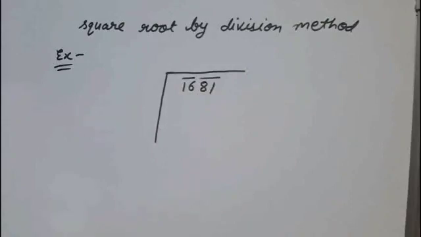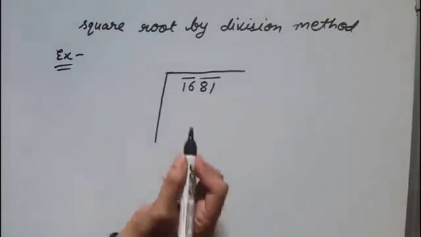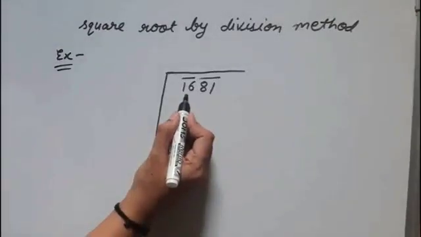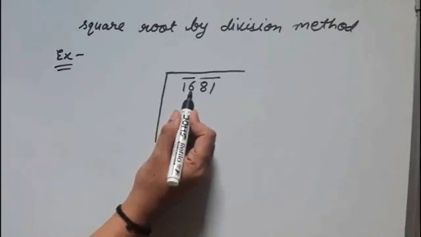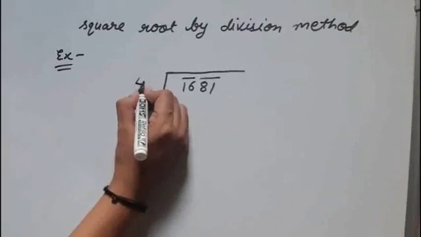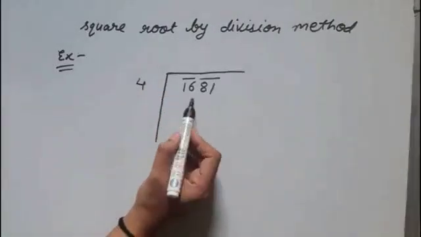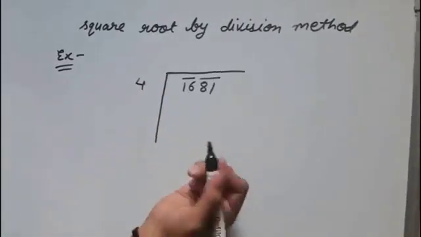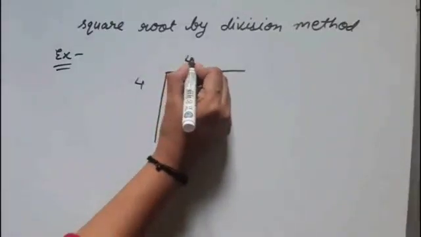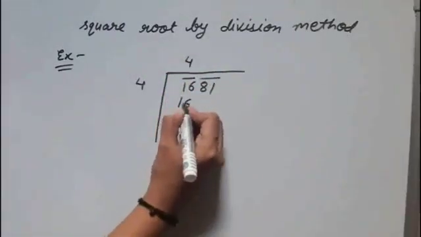Now what to do? You choose a number whose square is less than or equal to the number under the extreme left bar. Means we have to choose a number whose square is less than or equal to 16. Yes, the number is 4, whose square is 16 and which is equal to this number. So quotient is 4 and the number is 16.